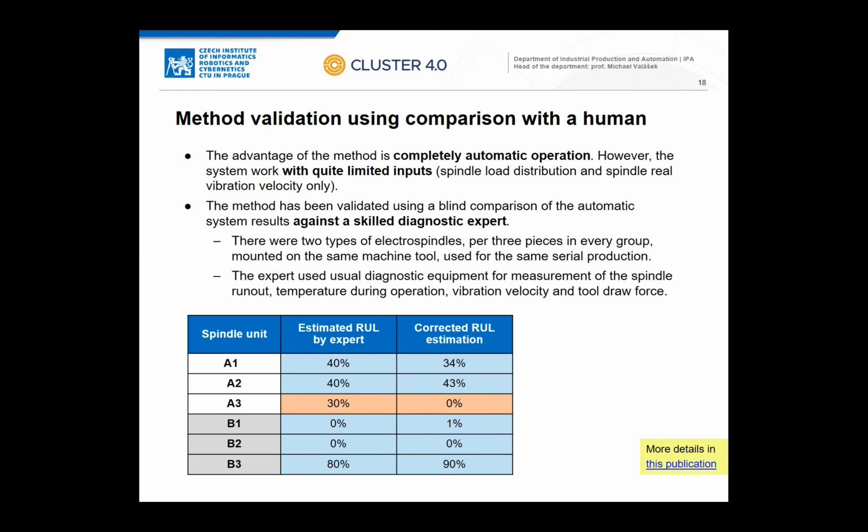We use data from the production. The diagnostic guy used the usual offline diagnostic tools. We had two groups of spindles, so two design types, and for every design type, we have 3 pieces of the spindle. So here is a comparison of the estimation of the remaining useful lifetime done by the expert, the diagnostic guy, and by our system.